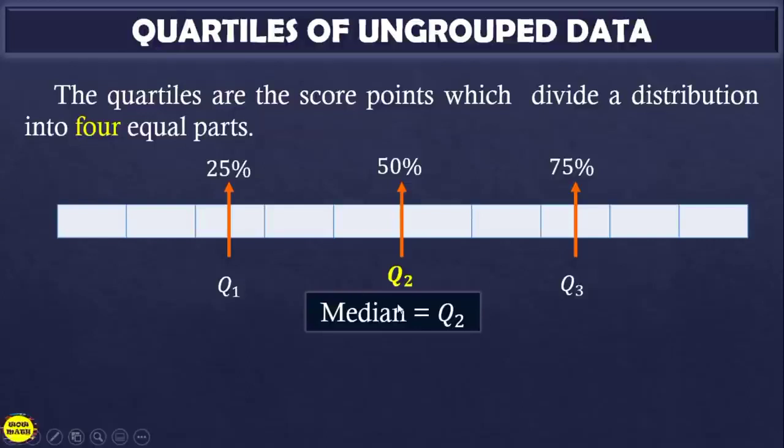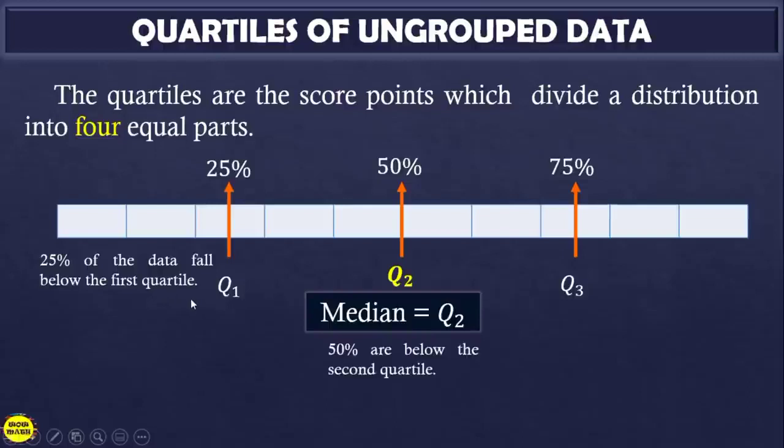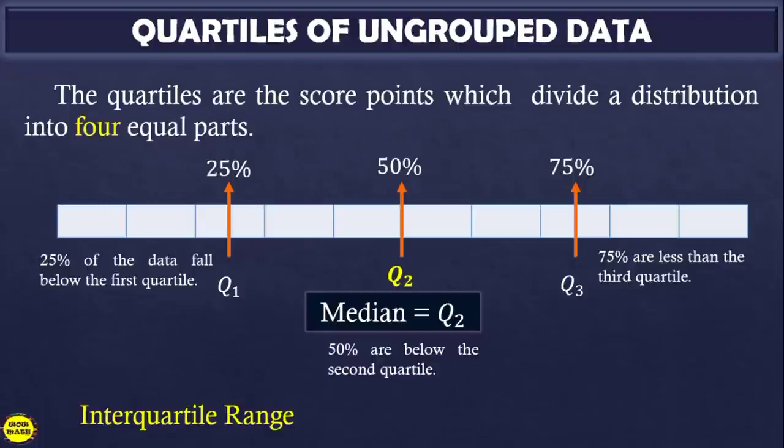Second quartile is equal to the median. So kung paano natin kinocompute yung median, yung value nun equal sa second quartile natin. So again, 25% of the data fall below the first quartile. And our second quartile, that is 50%, are below the second quartile. And our third quartile, that is 75%, are less than the third quartile. To compute the interquartile range, that is the difference between the third quartile and the first quartile.